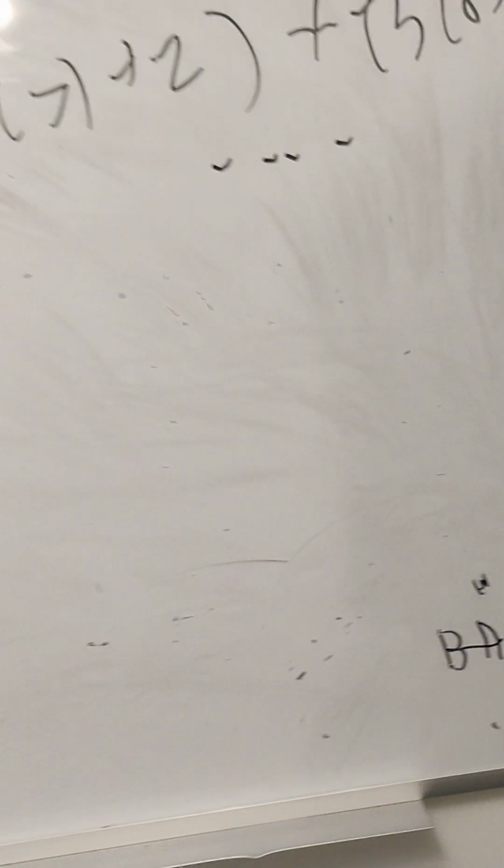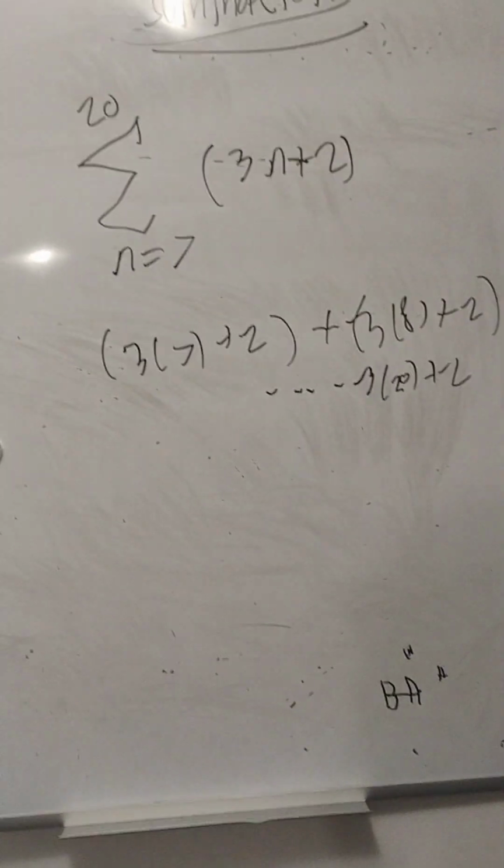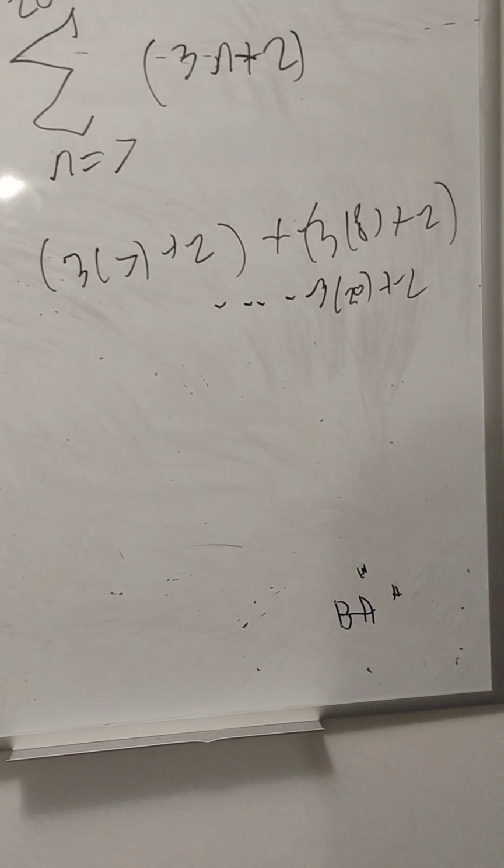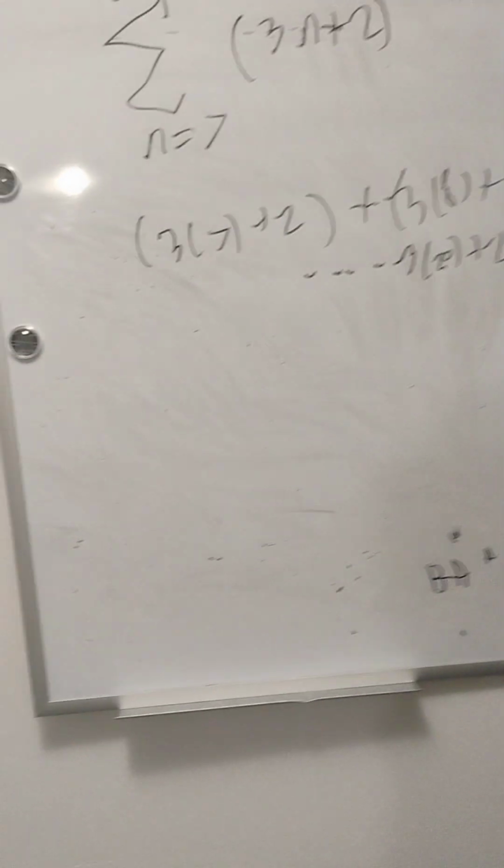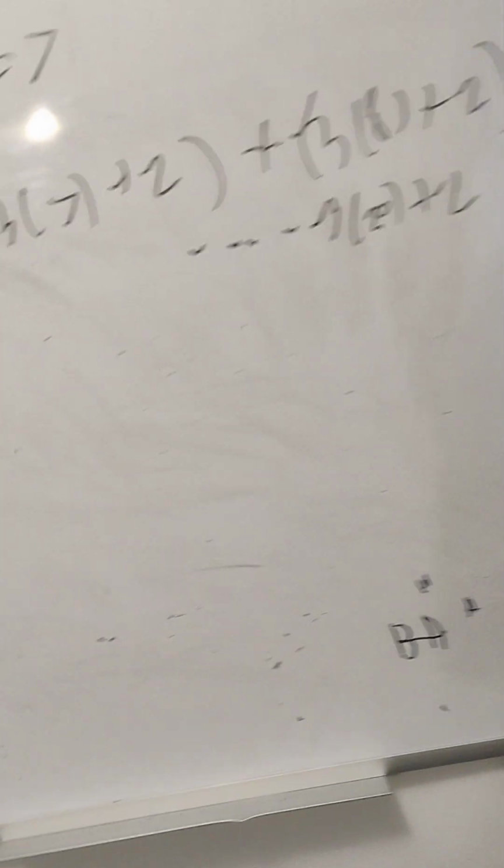And we can do this by doing 3 times 7 plus 2, right? Then plus 3 times 8 plus 2, right? And all the way to 3 times 20 plus 2, right? So this is what the summation symbol is. So 3 times 7 plus 2, then we're going to substitute 8 all the way to 20 for n, and we need to add all that together, and we get our final amount.